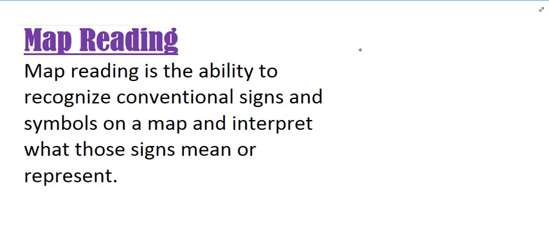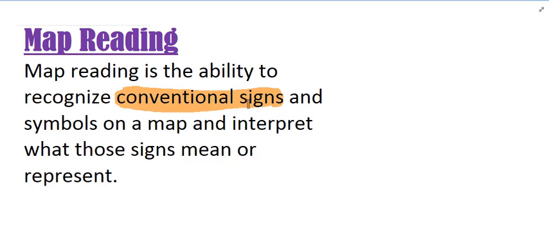So map reading has to do with the ability to recognize conventional signs and symbols and then interpret what those signs mean or represent. I think this is where you might get lost, but just in a moment I'm going to explain these conventional signs and symbols. Your ability to read a map has to do with understanding the map when you look at it. Does it make sense to you? If it makes sense to you, then we can say you know how to read a map. But if you look at a map and it doesn't make sense to you, it simply means you don't know how to read a map.